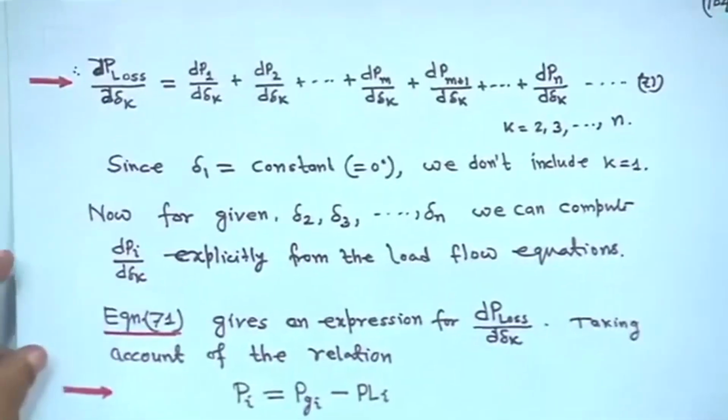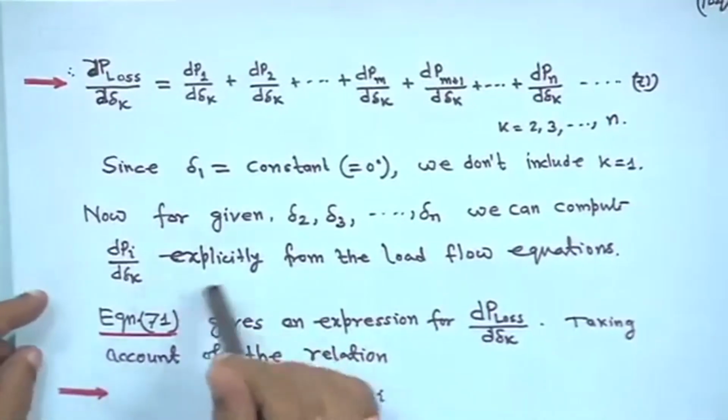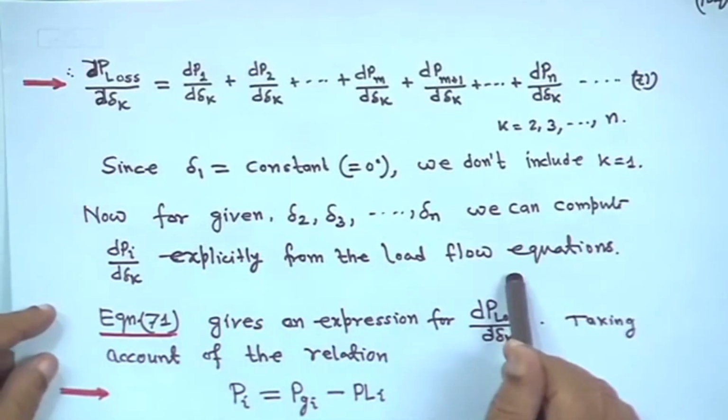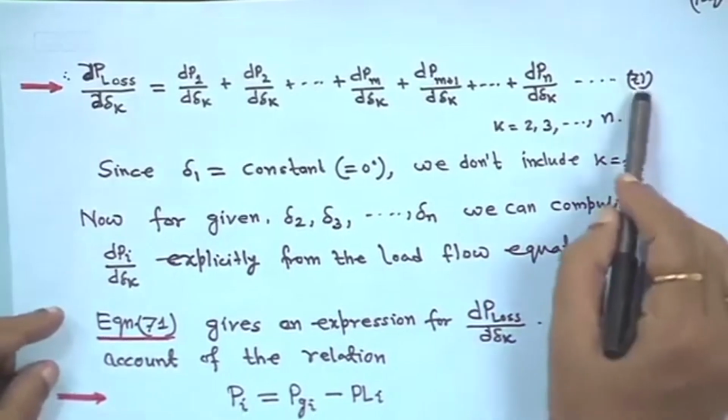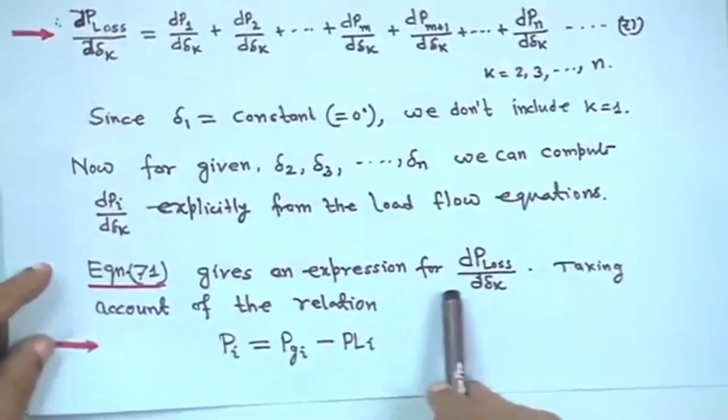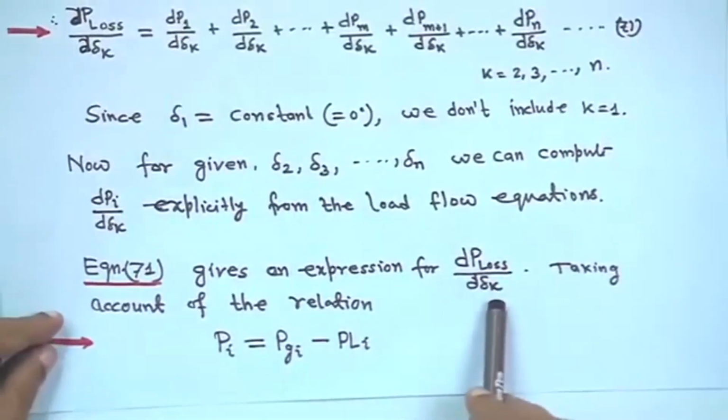So, that is why we are saying that dPi by d delta k has to come explicitly from the load flow equation only, right, because you have to know the load flow solution. Now, equation 71 gives the expression for dP loss upon d delta k.